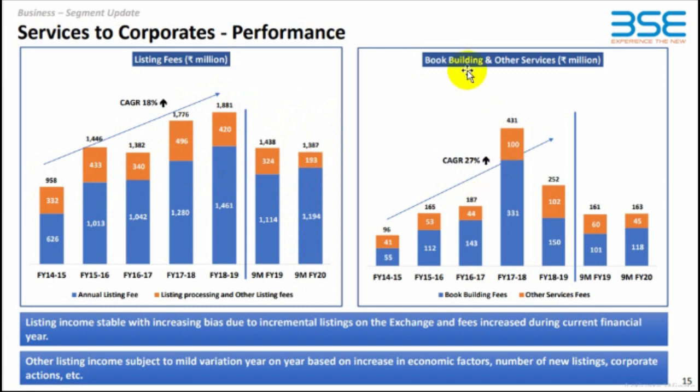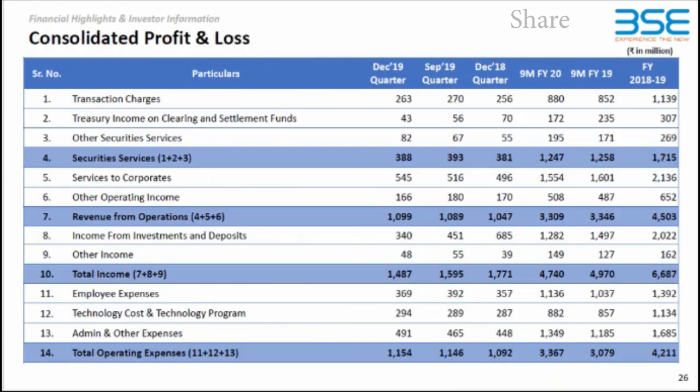If you look at the book building and other services, that has contributed around 25 crores in FY 18-19, and in the recent 9 months ending FY 20, the total income has further dropped to around 16.3 crores. Let us look at the consolidated profit and loss account. I may not go through all of them. I'll selectively go through individual line items, and only for FY 18 and 19.